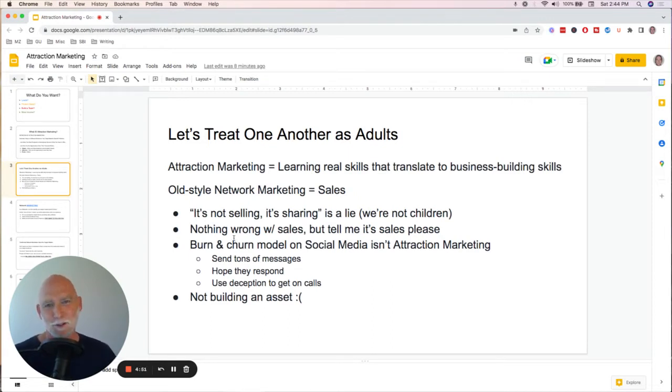So again, there's nothing wrong with sales. But the way most network marketers are taught to do things is a burn and churn model on social media, which really isn't attraction marketing. Attraction marketing is not getting onto your Facebook account or any other social media account and sending tons and tons of private messages to people, hoping they respond, and then using some sort of deception to get them on calls, right?